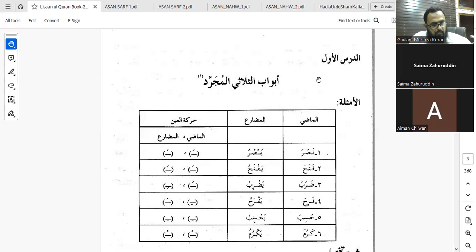Yes, hargiz, never. He will never help. Lan yansura, he will never help. That man will never help. Right, very good.